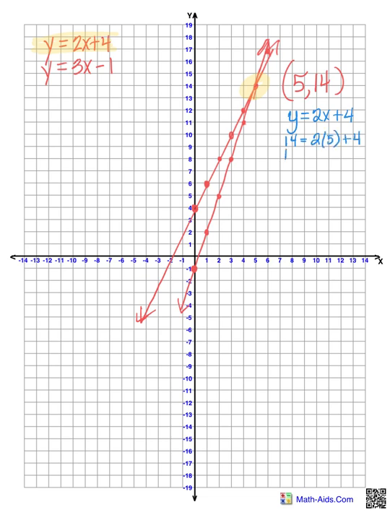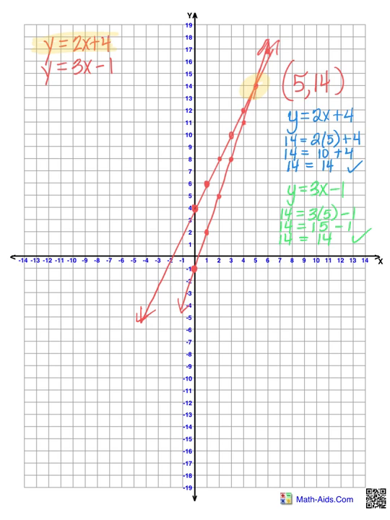We want to see if that's a true statement. 14 equals 10 plus 4, and that is a true statement. 14 equals 10 plus 4 is 14, so that one works. So then I want to try the other equation. Y equals 3x minus 1. And if I take and plug in 5 for x and 14 for y, I get 14 equals 3 times 5 minus 1. So 14 equals, 3 times 5 is 15 minus 1. So 14 equals 14, and that one works too.